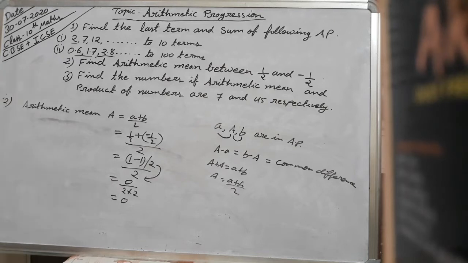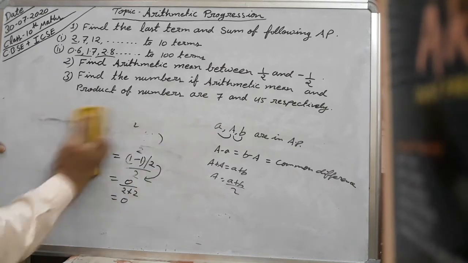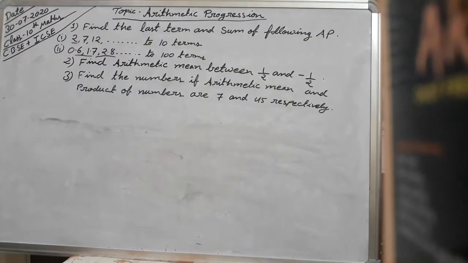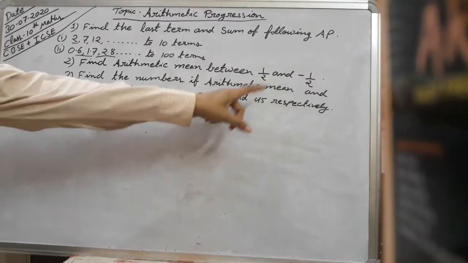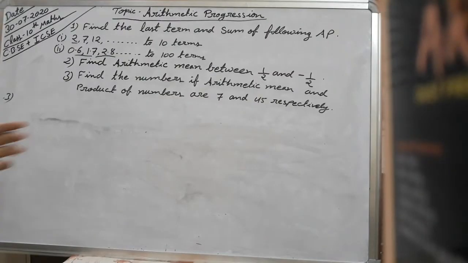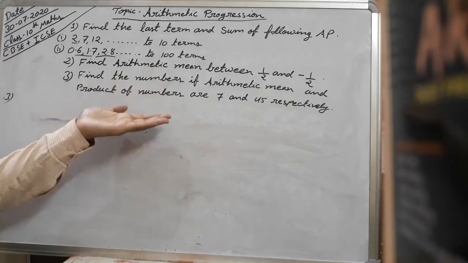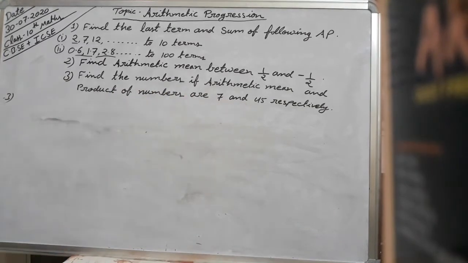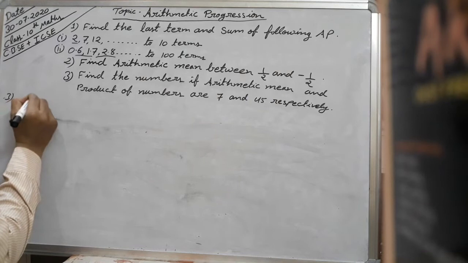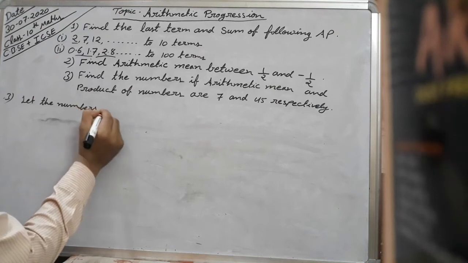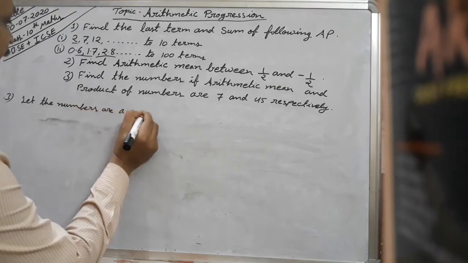Understood? Now next question, question number 3. Find the numbers if the arithmetic mean and product of the numbers are 7 and 45 respectively. The numbers are not given here; we have to find the numbers. What is given here? Arithmetic mean is 7 and product of the numbers is 45. Let the numbers be a and b.